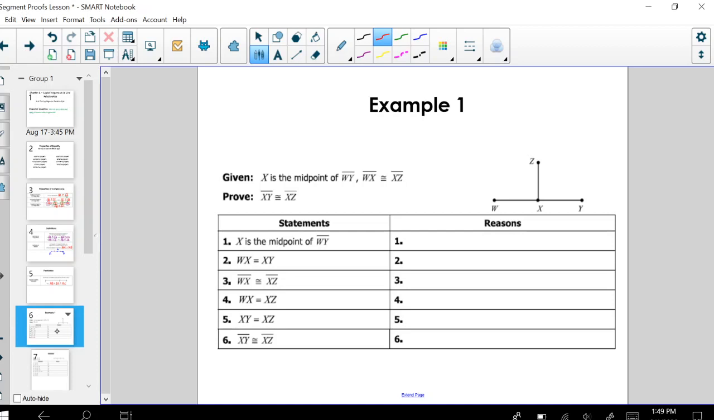So for this one here, we have the statements, we've got to come up with the reasons. And so we have this diagram up here. We have, looks like maybe some perpendicular line segments, and we're told that X is the midpoint of WY. So WX is congruent to XZ, and we have to prove that XY is congruent to XZ. So X is the midpoint of WY is my first statement here. And if I go up there, that's given to me.